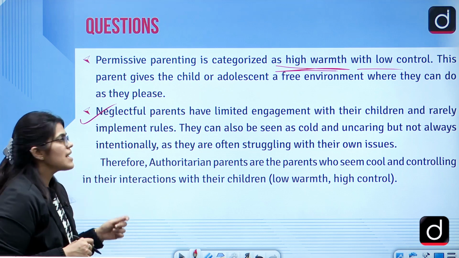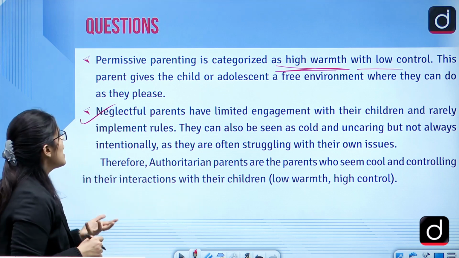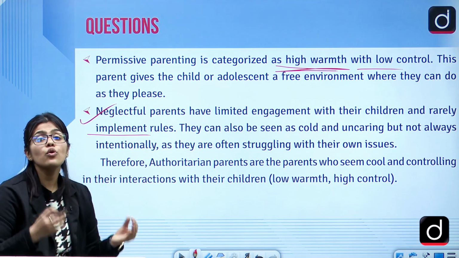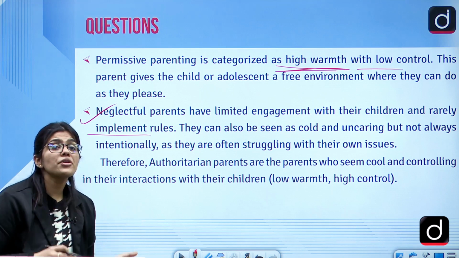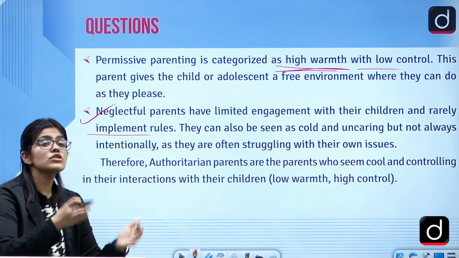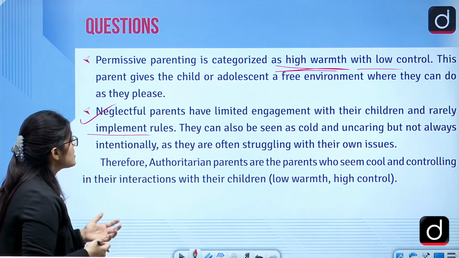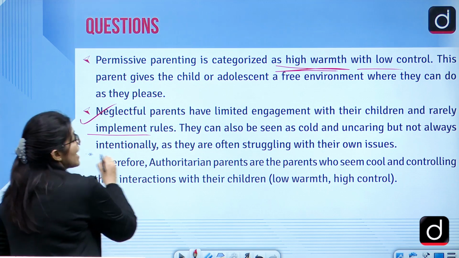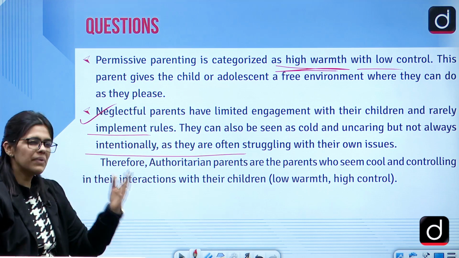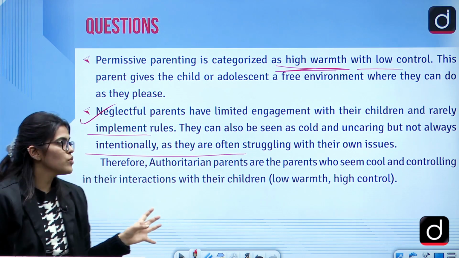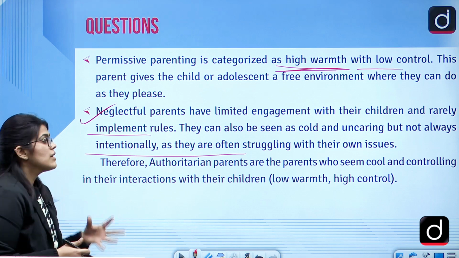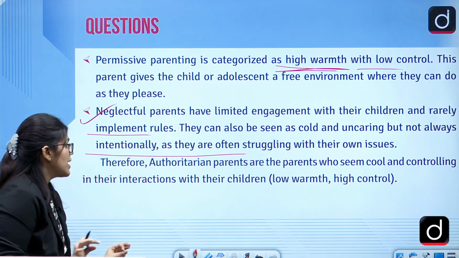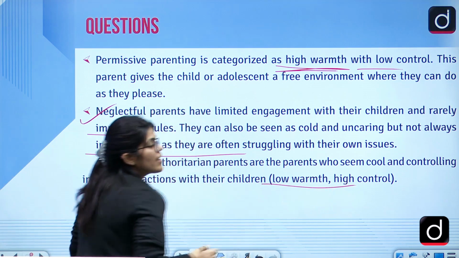So the neglectful parents have a limited engagement with their children and they rarely implement any rules. So these neglectful parents have no hold on the children. They are not bothered. They are not present in the course of the time where the child is growing. So these are the parents. They are not involved. They are uncaring, but not always attentive there. So you won't say that they're completely uncaring, but they're not present there most of the time. So therefore, you can say that the authoritarian parents are the parents who seem cool and controlling, and they have low warmth and high control, right?